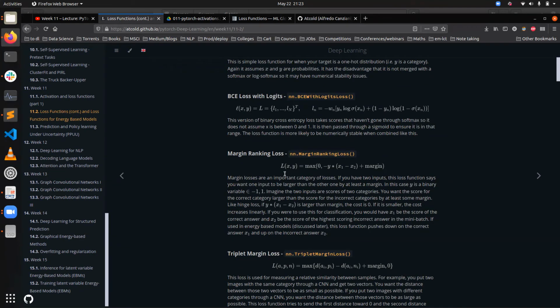Okay. So margin ranking loss. These are a separate category of losses in itself. Essentially, if you have two inputs, it wants the input of the correct category to be larger than the other one by at least a margin. If you look at this carefully, it makes intuitive sense. If the difference between x1 and x2 is equal to the margin, then your loss is 0.